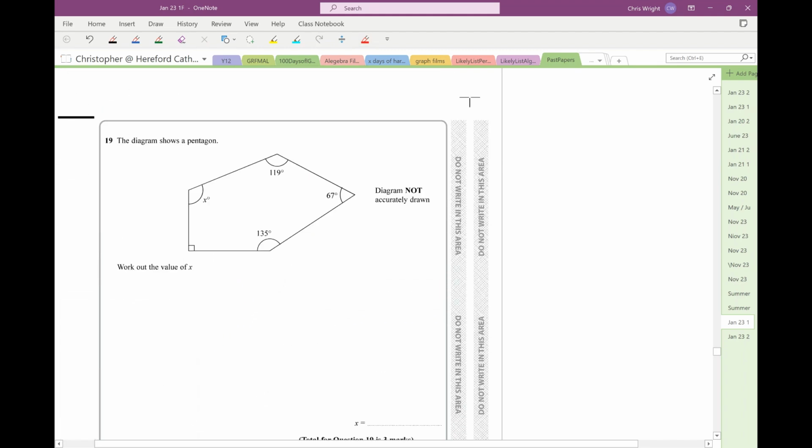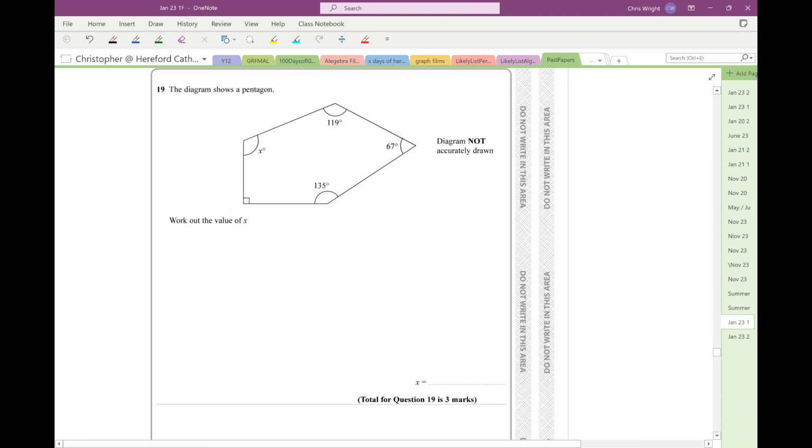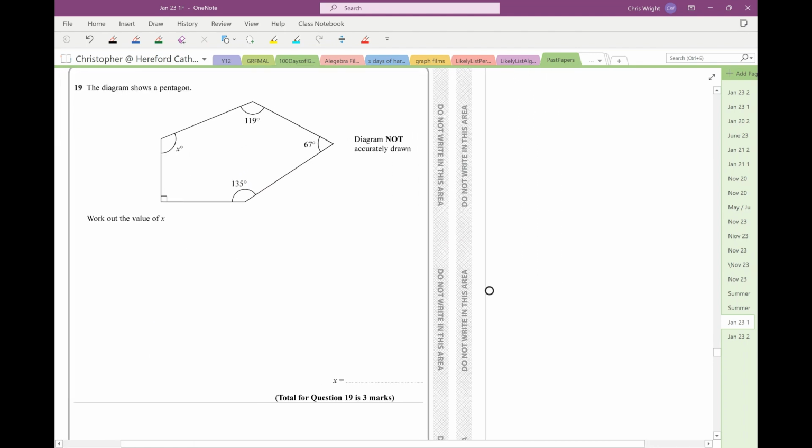Let's have a look at number 19. The diagram shows a pentagon. Work out the value of x. Well, that's 90. Now I've got every angle in the pentagon, almost, but I just don't know one of them. So I'm going to write an expression of all the angles in the pentagon equals what the total number of degrees in a pentagon should be.